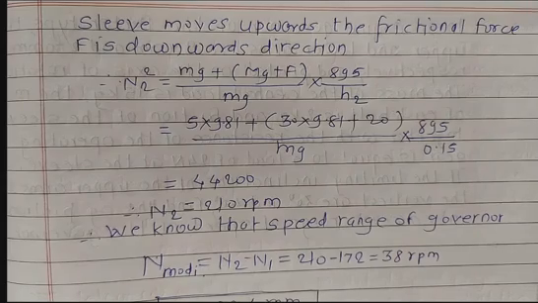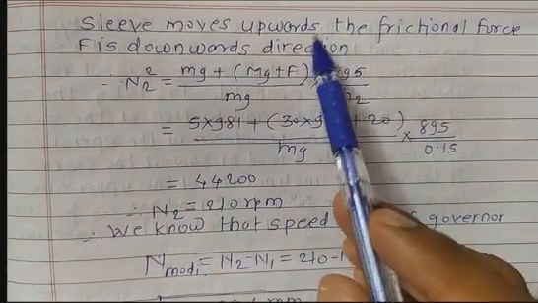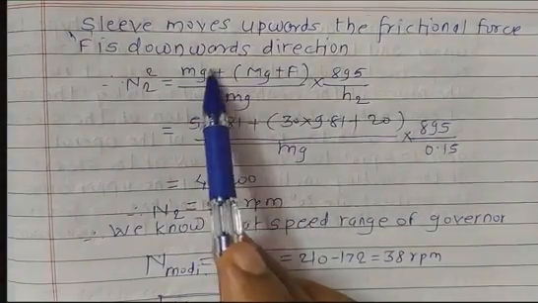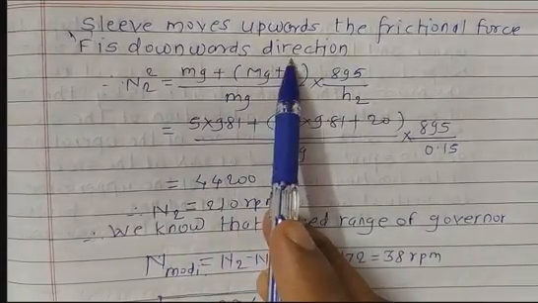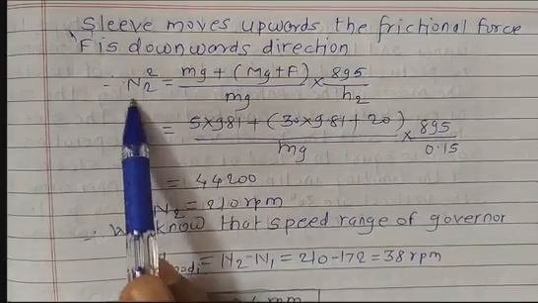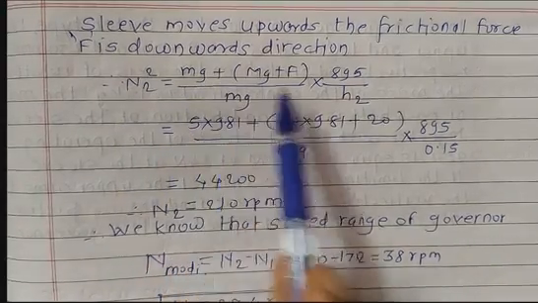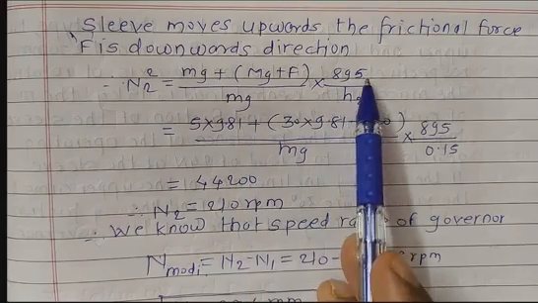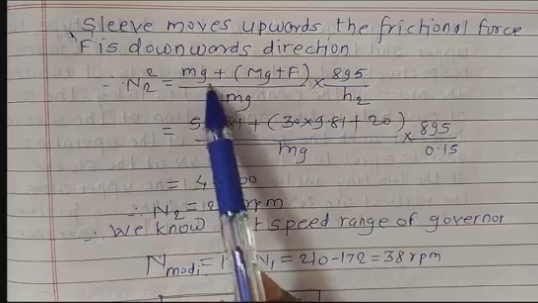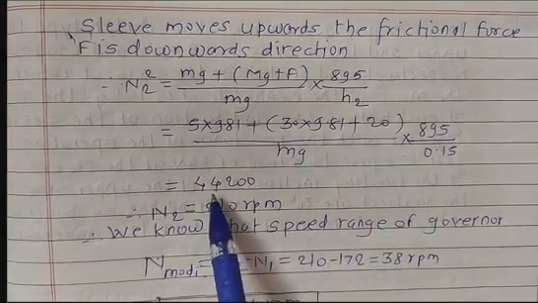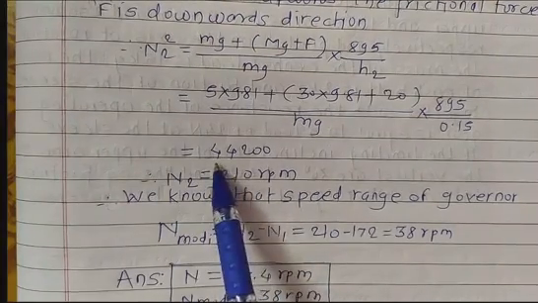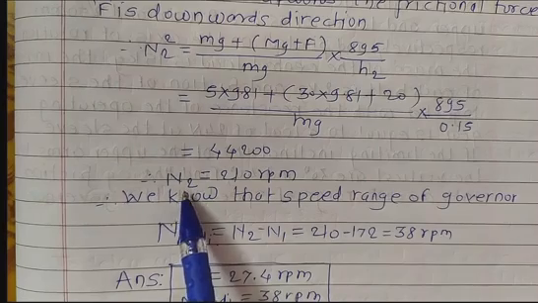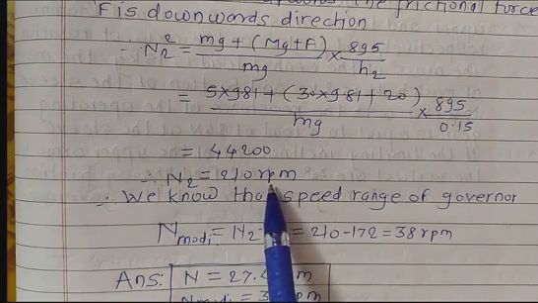Now we can get the relation when the sleeve moves in upward direction. For the reverse case, when the sleeve moves upwards, the frictional force F is downwards, or will act in downward direction. So this relation: n2 square equals (mg plus capital Mg plus F) divided by mg, multiplied by 895 divided by h2. Substitute all the values and do the calculation. Here you can get n2 square equals 44200, and corresponding to this n2 we can get 210 rpm.